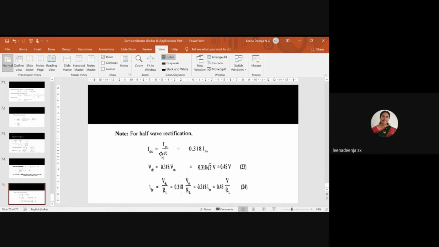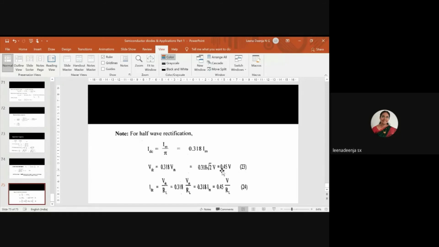IDC is Im by pi. ഇവിടെ പൈ കൊണ്ട് ഡിവൈഡ് ചെയ്താൽ 1/pi, 0.318 എന്ന് കിട്ടും. ഇത് ബൈ ഹാർട്ട് ചെയ്യണം എന്ന് ഞാൻ പറയില്ല, പെട്ടെന്ന് കാൽക്കുലേറ്റ് ചെയ്തെടുത്താലും മതി. പറ്റുന്നവർ ഇത് കാൽക്കുലേറ്റ് ചെയ്ത് വെച്ചിട്ടുണ്ടെങ്കിൽ ബൈ ഹാർട്ട് ചെയ്ത് വെച്ചാൽ എളുപ്പമാണ് നിങ്ങൾക്ക്. IDC is 0.318 Im. അതുപോലെ VDC is 0.318 into VM. ഈ VM എന്താണ്? നമ്മൾ നേരത്തെ കണ്ടു √2 into V എന്ന് പറഞ്ഞു. ഈ √2 കൂടെ മൾട്ടിപ്ലൈ ചെയ്താൽ 0.318 into √2 ചെയ്താൽ that is 0.45 V.